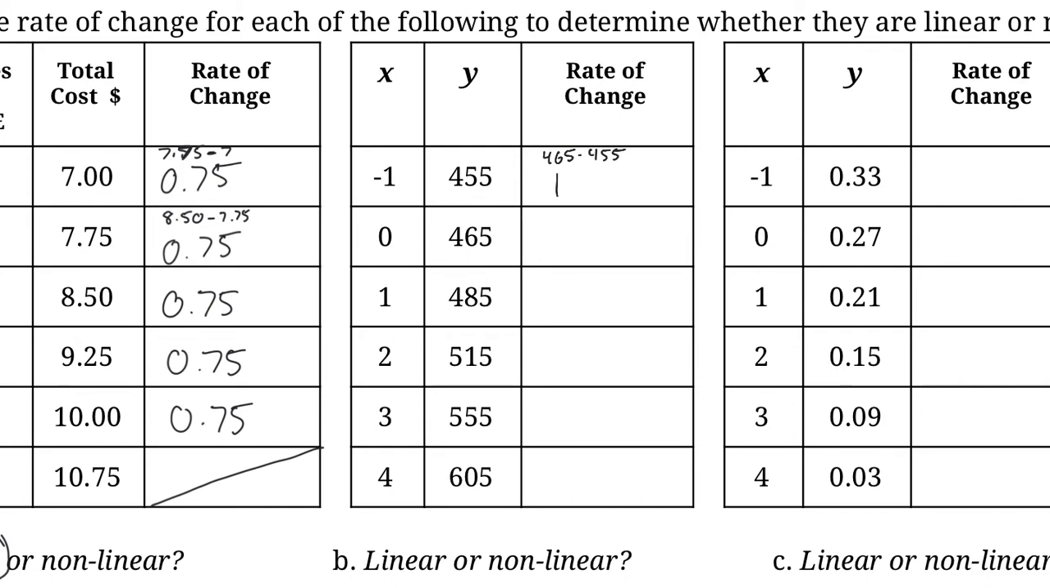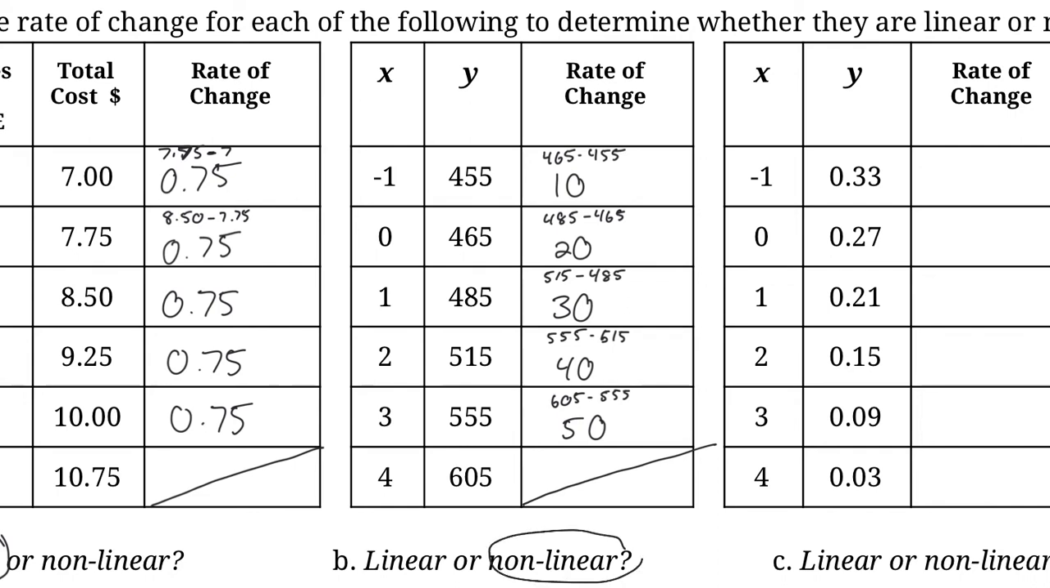that's just 10. And 485 minus 465, well, that's 20. 515 minus 485 is 30. 555 minus 515 is 40. And then 605 minus 555 is actually 50. So the changes in our y values are not going up by the same number. And since these are not the same number, the rate of change is not constant. This is not a linear relation.